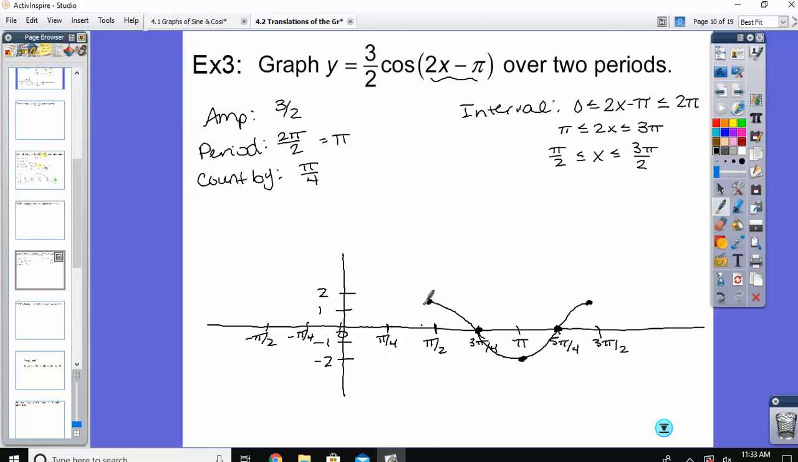You don't have to go the negative direction. I just want to show you. If you extend to the right, you keep adding your count by. If you go to the left, you subtract your count by. So sometimes if you are running out of space in one direction, you might go the other. And then, of course, our pattern continues. So at 0, negative, and back up.